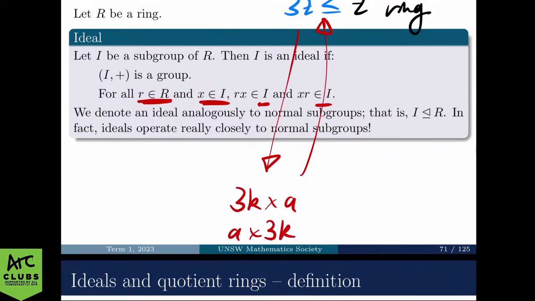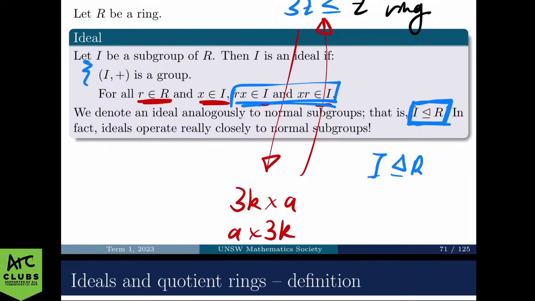So basically what this means is that if you want to prove something is an ideal, you just prove these two properties, but also you prove it's a subgroup, okay? And an ideal is kind of like a normal subgroup for a normal group, right? We've got I, which is denoted with that same symbol. I is an ideal of R, okay?